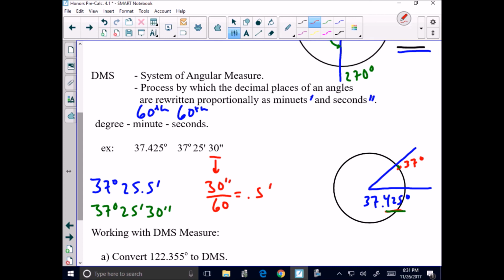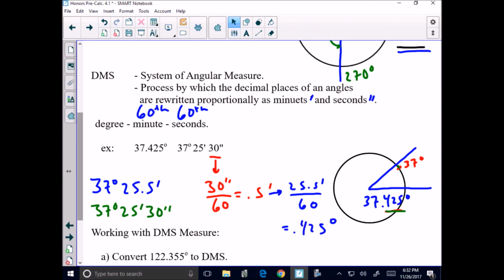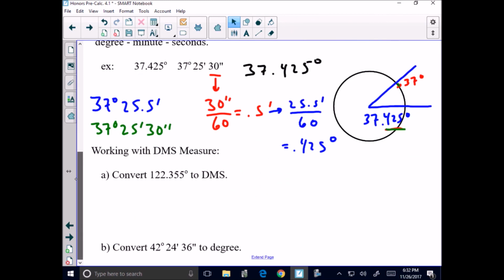And now right here we would go ahead and take that 0.5 and add it to the 25 minutes, so that we would then have 25.5 minutes. Divide that by 60, and we get right here our 0.425 degrees, right? And then of course we're right back to where we started with that 37.425 degrees.